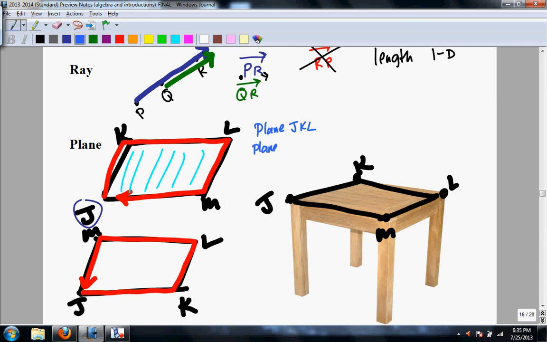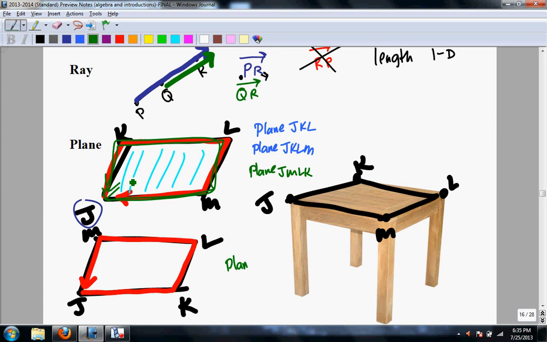I could call it plane JKLM. That's clockwise. Down here, also correct. I could call it plane JKLM this way. I could go this way as well. Plane JMLK. That's counterclockwise. That's perfectly fine. All 3 of those work.